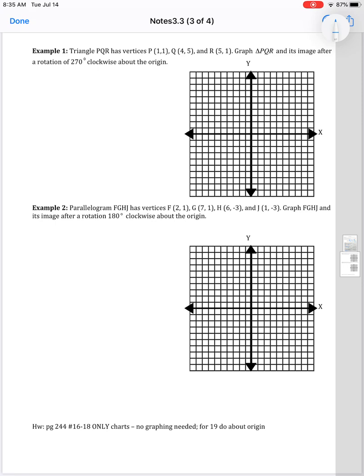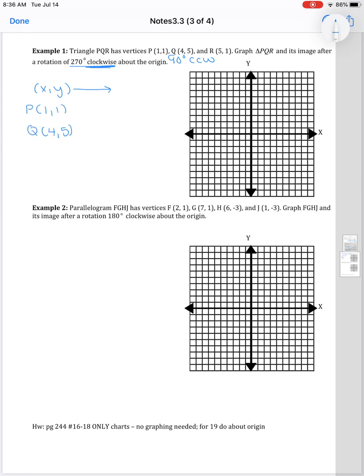All right, so example 1 says triangle PQR has vertices P at 1, 1, Q at 4, 5, and R at 5, 1. We're going to graph triangle PQR and its image after a rotation of 270 clockwise about the origin. So first of all, it says 270 clockwise. We don't want clockwise. We have to relate it to counterclockwise. So on the other side of your note sheet, it said that 270 degrees clockwise is actually 90 degrees counterclockwise. So that's what we want.